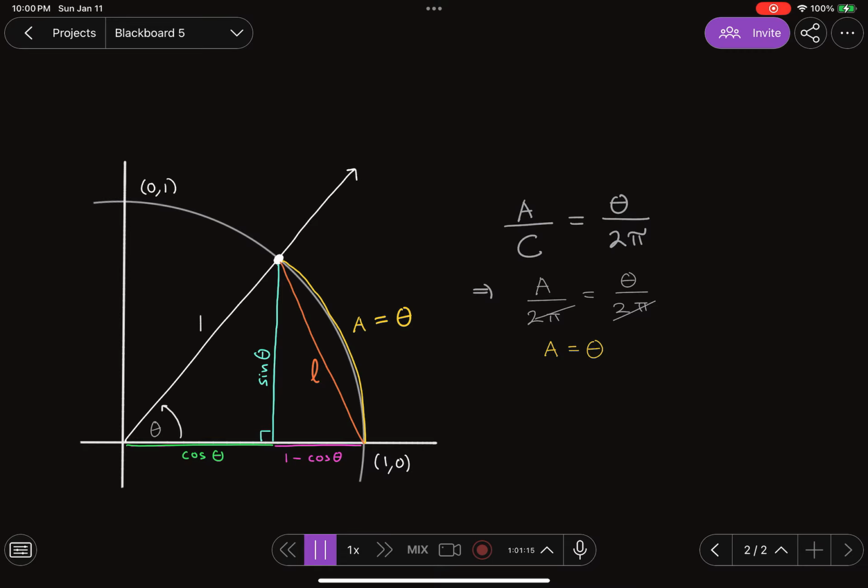Now, another observation clearly is that A is longer than L. L is the shortest distance between these 2 points. And this arc contains points that are not on L, which means that this arc must be bigger than L. And how do we find L? Oh, that's of course the Pythagorean theorem.